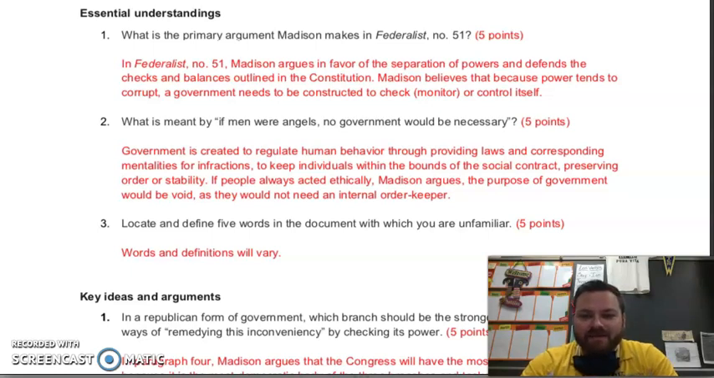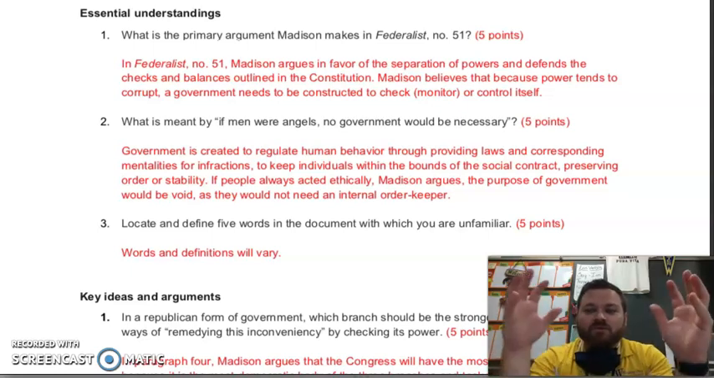But Madison knows that you can't just trust that by dividing power out, it will stay divided. He talks about there's a natural tendency for power to accumulate, for it to recoalesce.